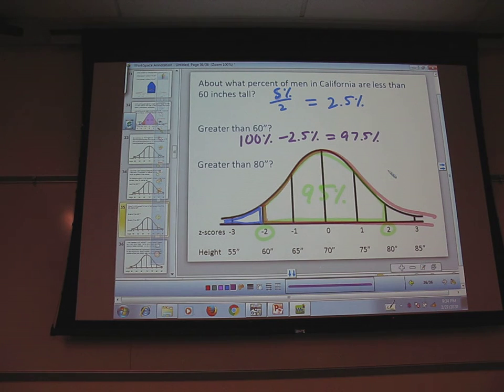Who has another way of finding it? Okay, that's fine. Don't worry. All right, how about greater than 80 inches? Find that. Greater than 80 inches. That's this part here. Ten seconds with your neighbors. Find it. The same as less than 60. Obviously.